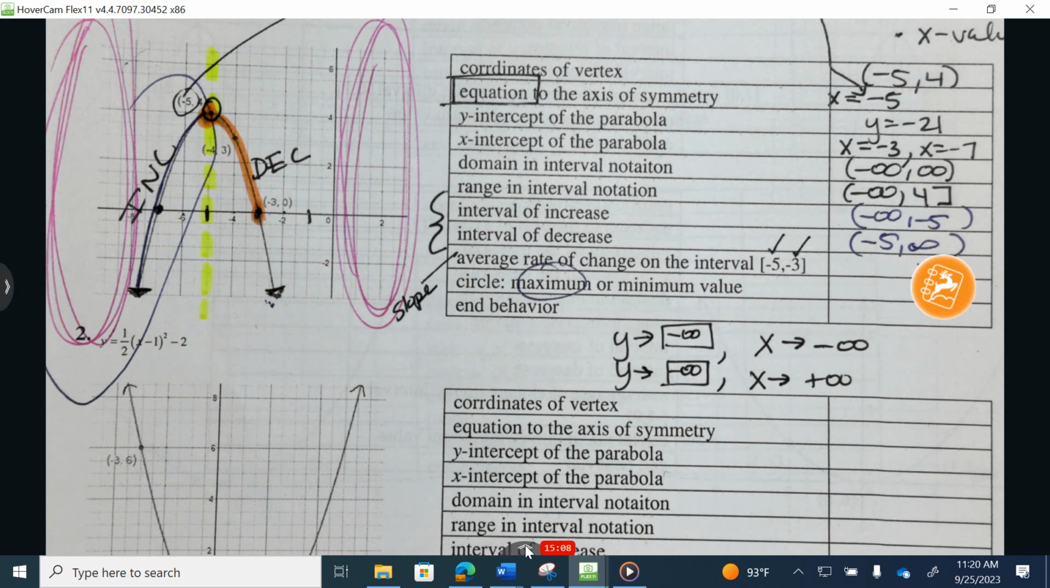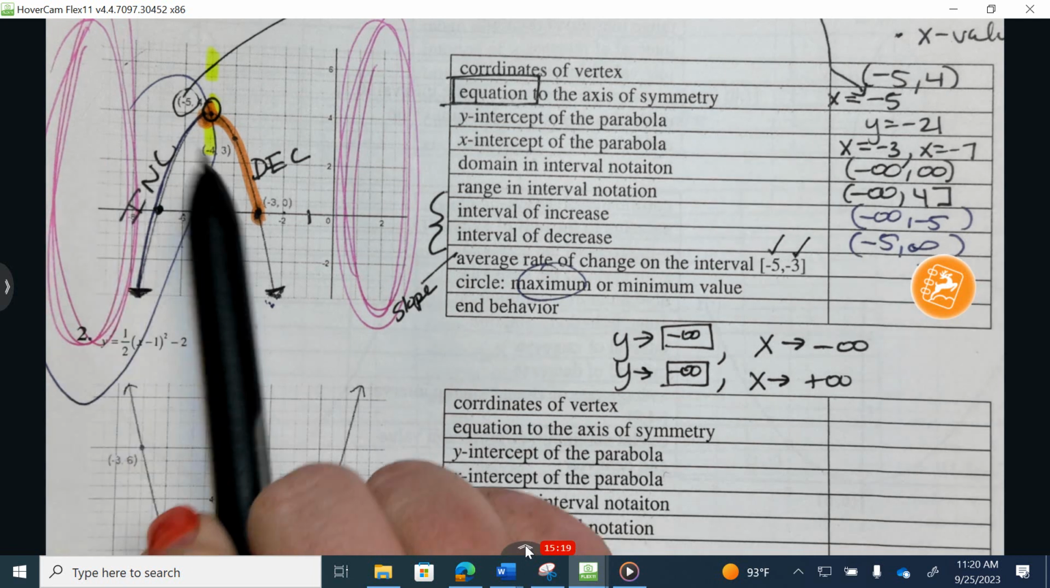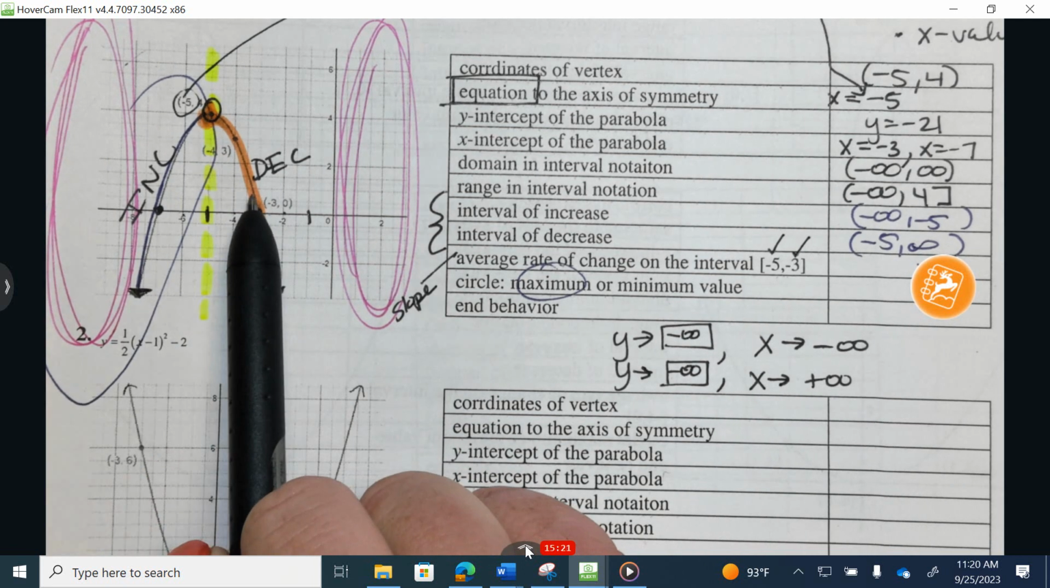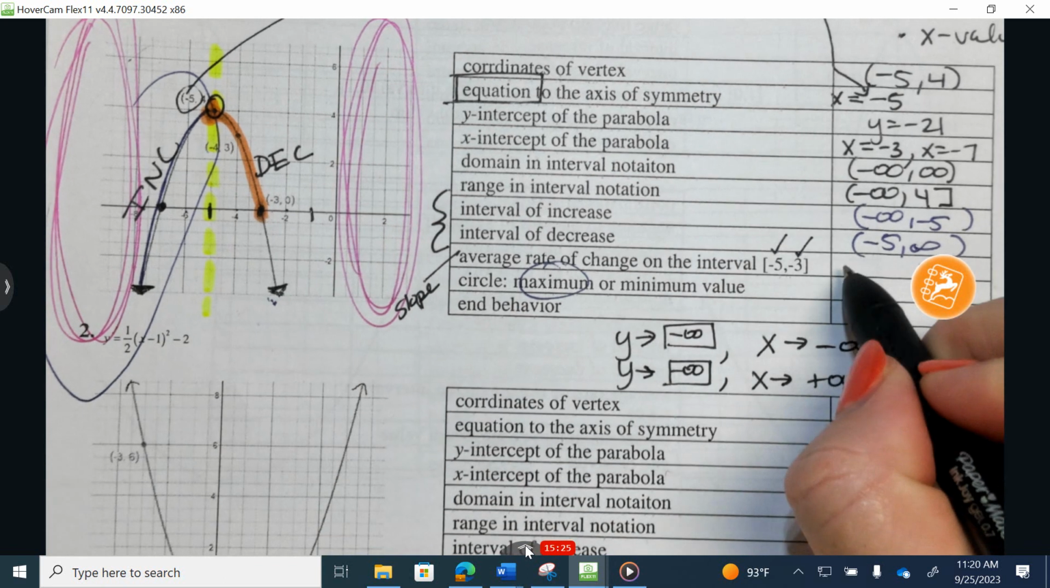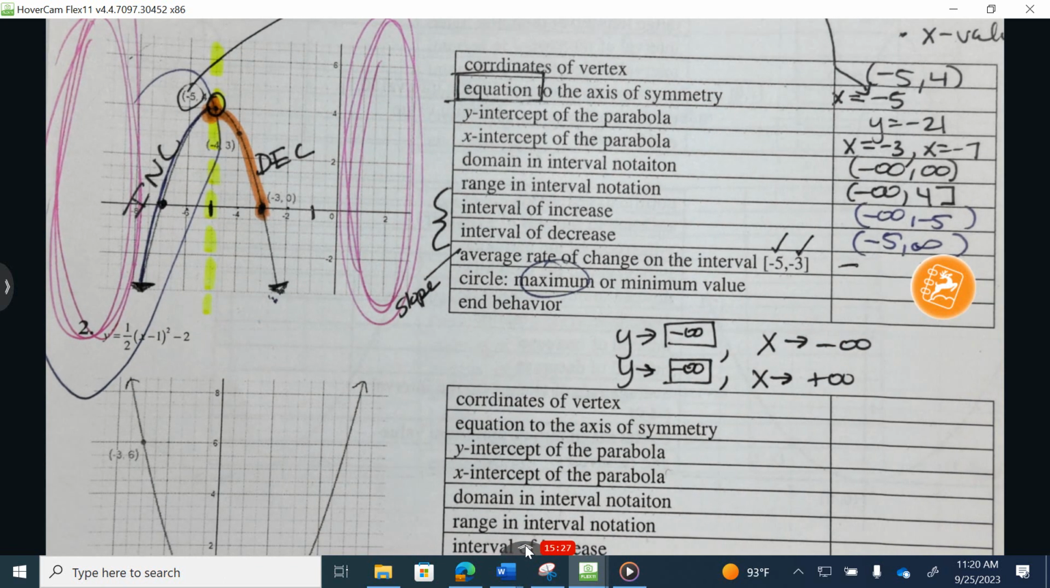I want to describe in terms of math language what's happening from left to right. So if you had to describe to somebody in simple terms, let's just make this very basic, what's happening as you go from left to right? It's going down. So we know it's going down. Put a negative sign here. And now we're going to say in terms of math how fast it is going down.